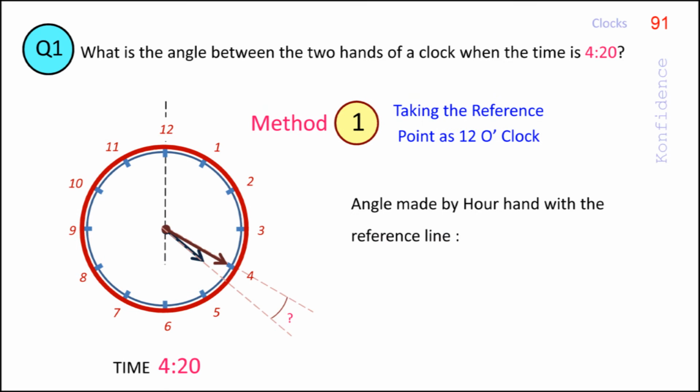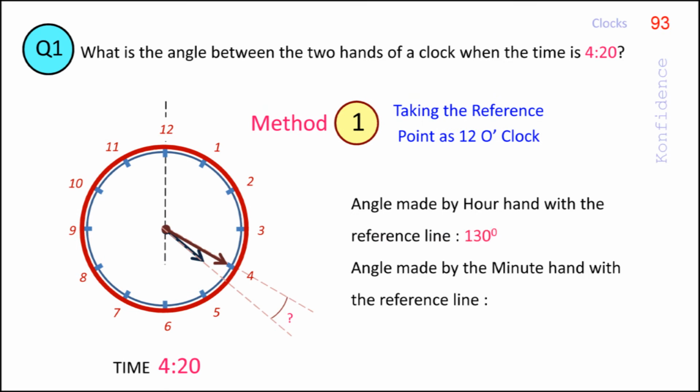The hour hand has traveled 130 degrees and the minute hand has traveled 120 degrees. So, what will be the difference? It will be equal to 130 minus 120 degrees. That is equal to 10 degrees. And that will be the angle between the minute hand and the hour hand of the clock at 4:20. Note that here we have independently looked at the distances traveled by the two hands and found out the difference between the displacements to get the angle between the two hands.